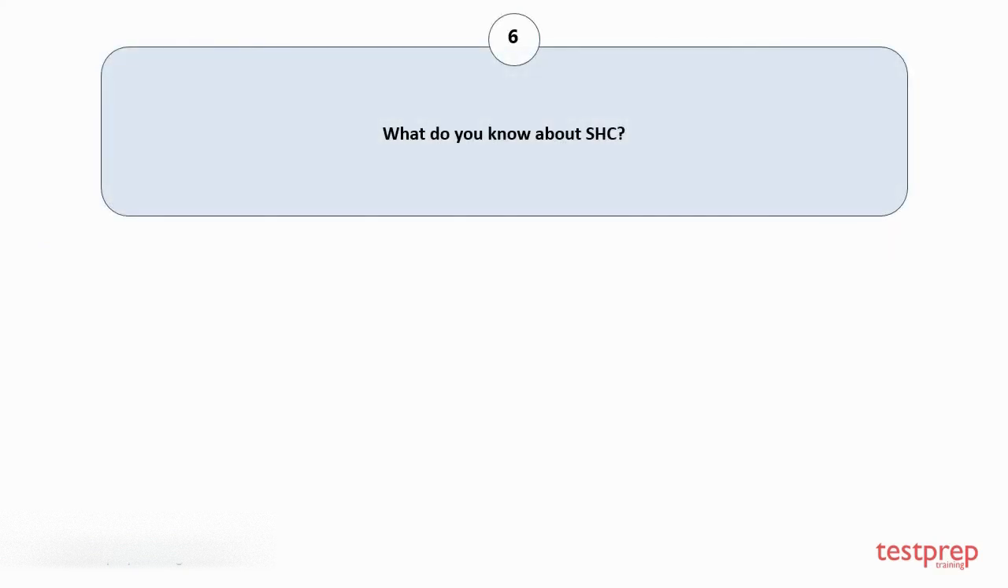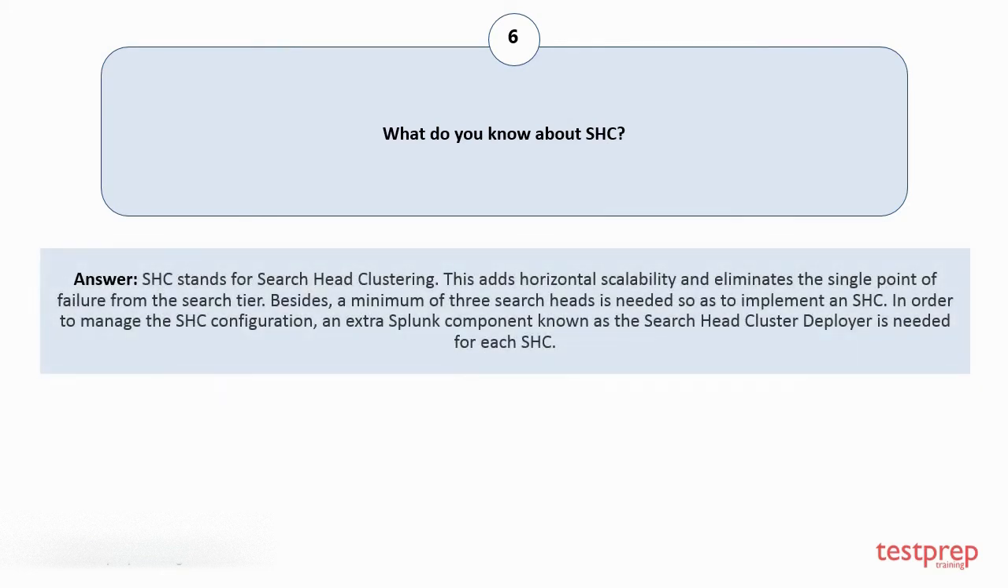Question number 6, what do you know about SHC? Your answer is SHC stands for Search Head Clustering. This adds horizontal scalability and eliminates the single point of failure from the search tier. Besides, a minimum of 3 search heads is needed so as to implement an SHC. In order to manage the SHC configuration, an extra Splunk component known as the Search Head Cluster Deployer is needed for each SHC.